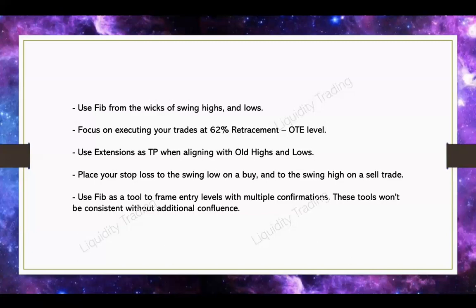Now you can use the extension levels as take profits when aligning with old highs and lows. Now your stop loss will be placed below the swing low on a buy and above the swing high on a sell. It's not important to put it much below or much above a swing high or swing low when you're using the stop loss. It's just perfect if you're placing your stop loss just at the exact same level where you see the swing high or swing low.